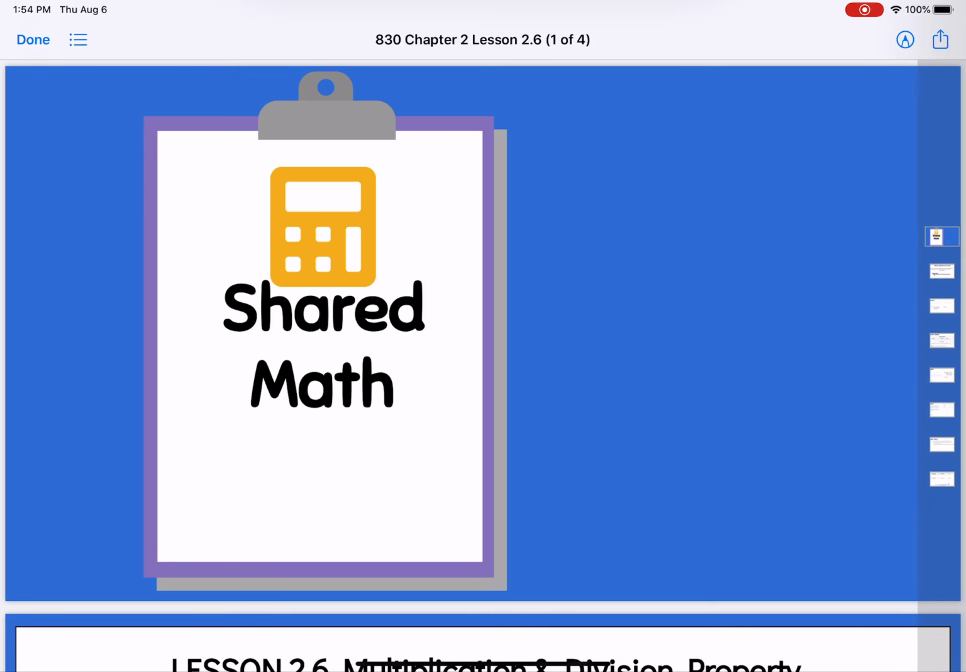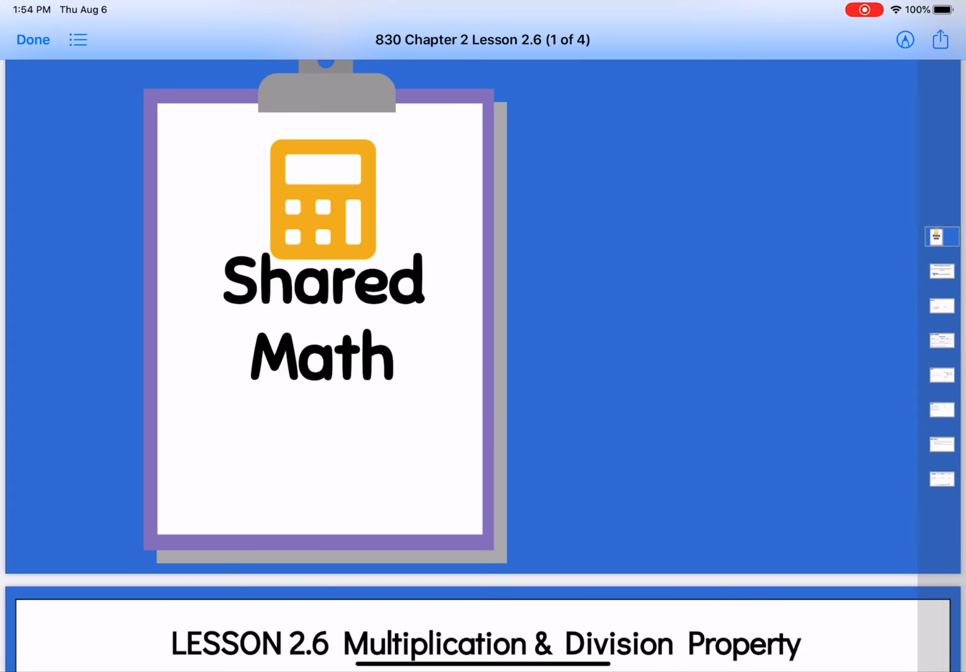So lesson 2.6 for geometry. Yesterday we talked about some of our properties, our addition property and our subtraction property, right? And we call them properties because they're theorems, but you can't do a converse. Instead, the subtraction property is the converse of the addition property.